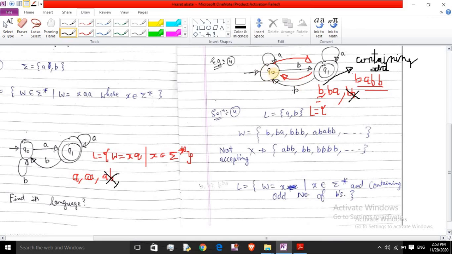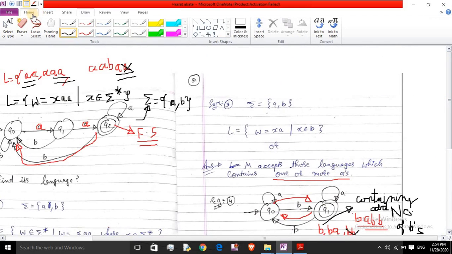So this machine is containing an odd number of B's. How can we represent it? There is a language W equal to X such that X belongs to sigma star and containing an odd number of B's. We have specified here the constraint this machine has put up. So X belongs to sigma star, it will be a subset of this universal language, and containing an odd number of B's here.